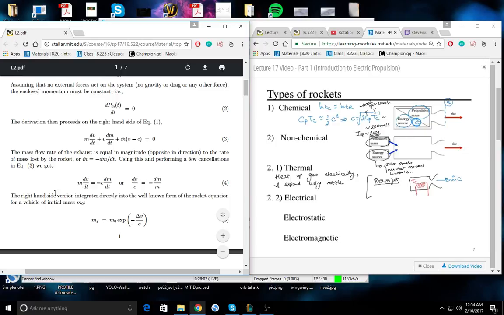So to increase furthermore the specific impulse, we need a completely different way to do things, and this is where electric propulsion systems come in. In electric propulsion systems, we use electromagnetic fields to accelerate the propellant.